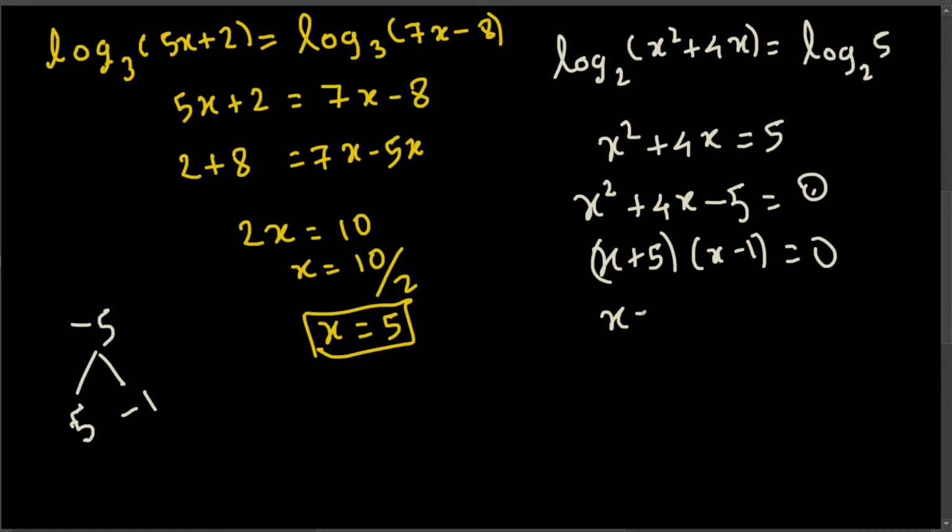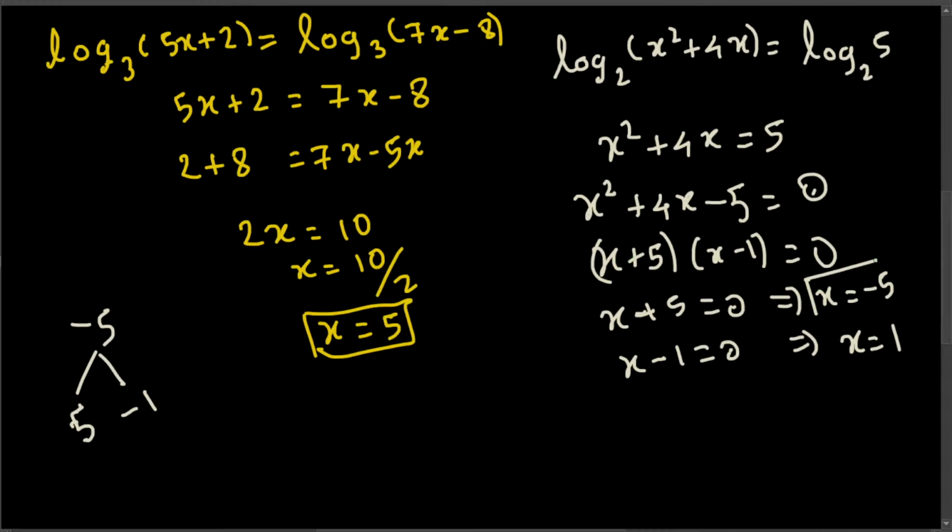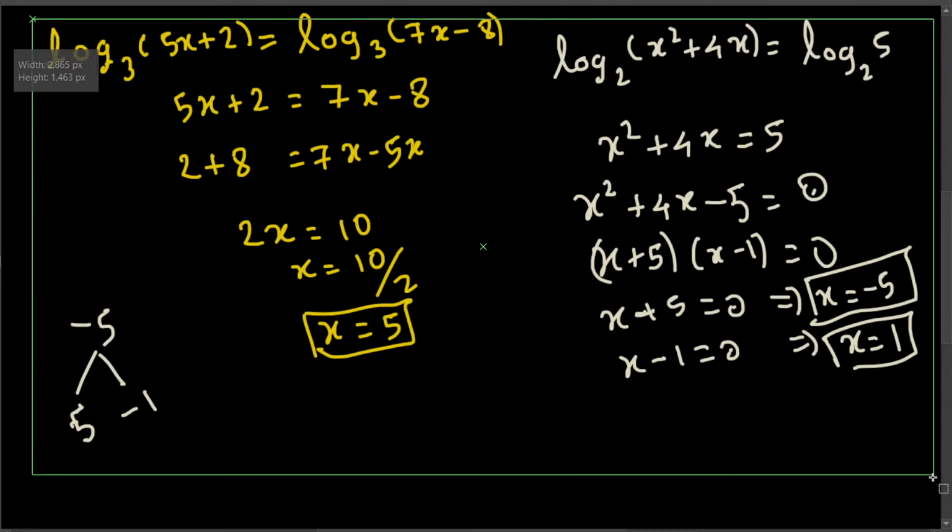Therefore x plus 5 is equal to 0, and also x minus 1 is equal to 0. Therefore we can say x is equal to negative 5, and also x is equal to positive 1. Okay, that's it for this one. So these are the two answers, x is equal to negative 5 and x is equal to positive 1. Now let's look at another logarithmic equation. I'm going to erase the whole thing.